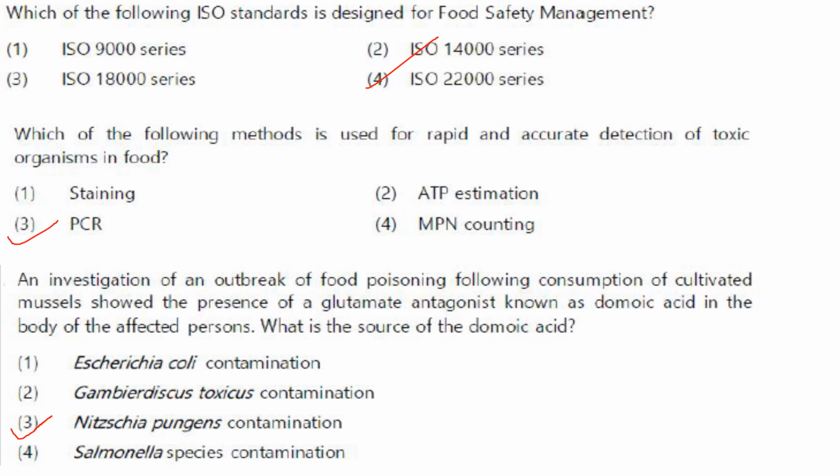Then, an investigation of an outbreak of food poisoning following consumption of cultivated mussel showed the presence of glutamate antagonist known as domoic acid in the body of the affected person. What is the source of domoic acid? It is Nitzschia pungens contamination. Answer is option 3.